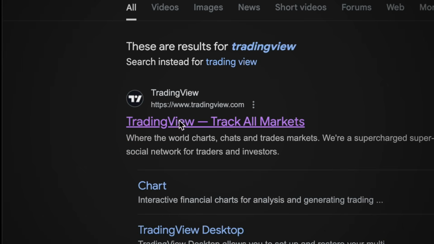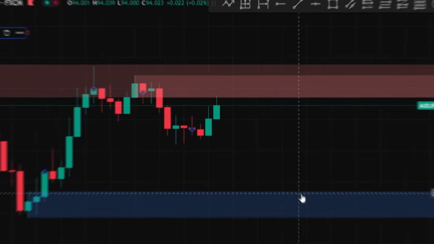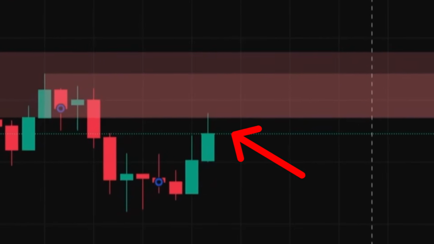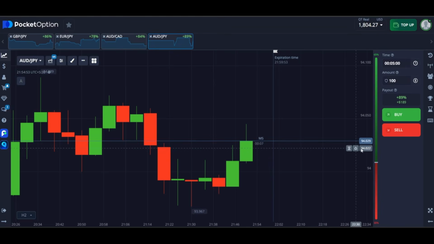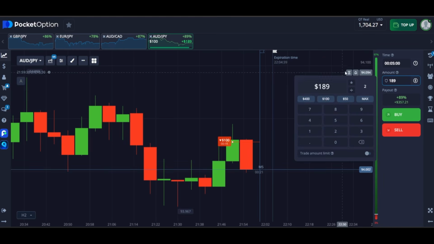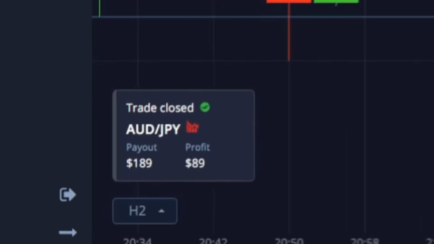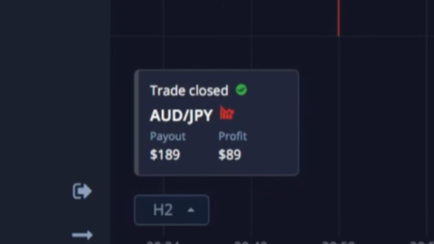For this strategy, I will be using TradingView to find possible entry points in the market. According to the strategy, this point in the market is a good entry point for a sell trade. So I will place a $100 sell trade right here. As you guys saw, I closed that trade with $89 profit. Now let's move on to the explanation of the strategy.